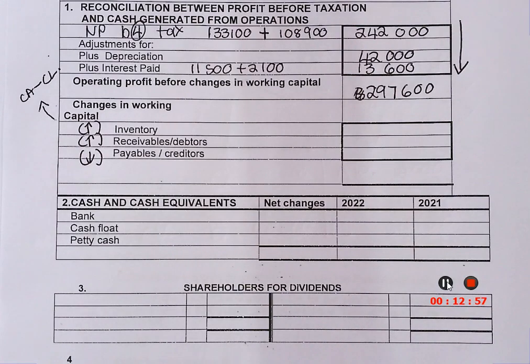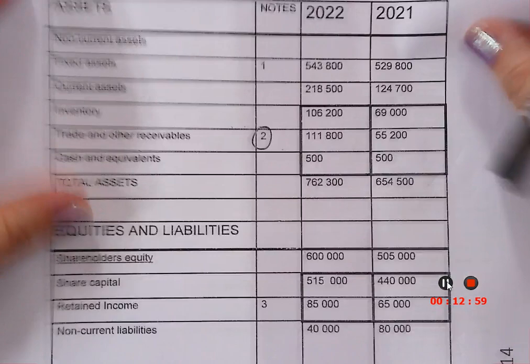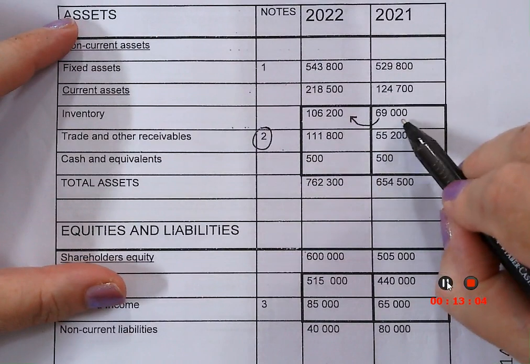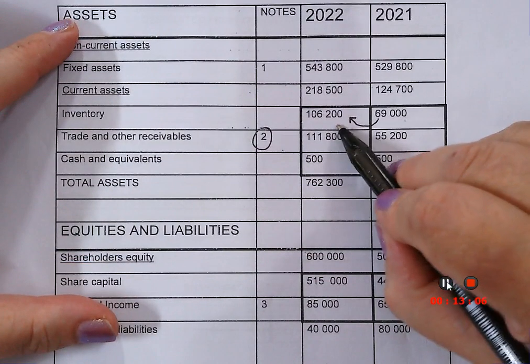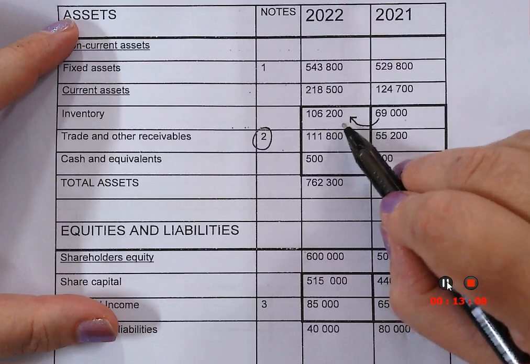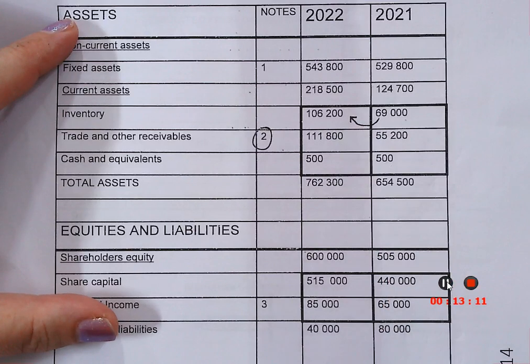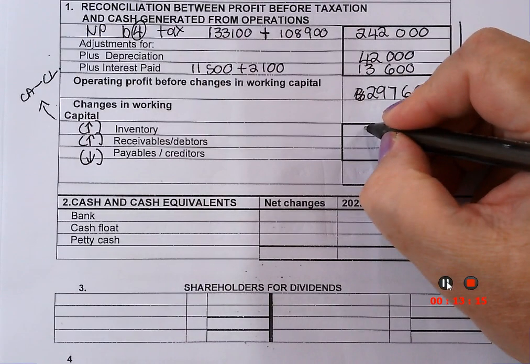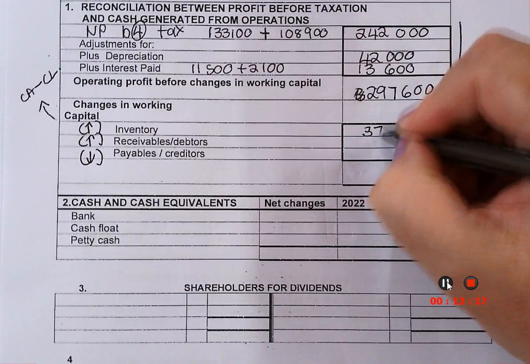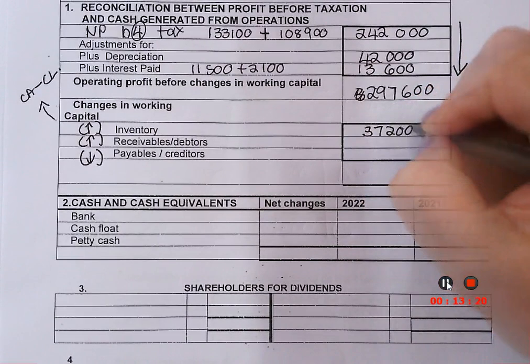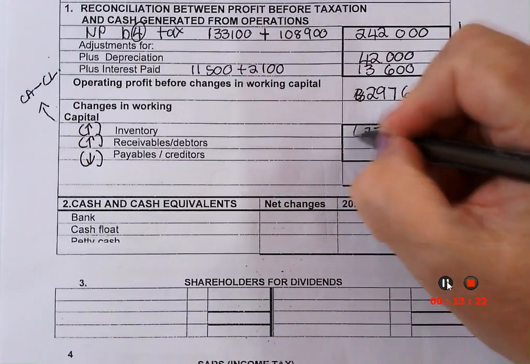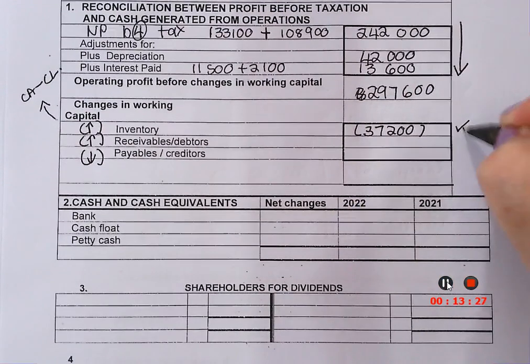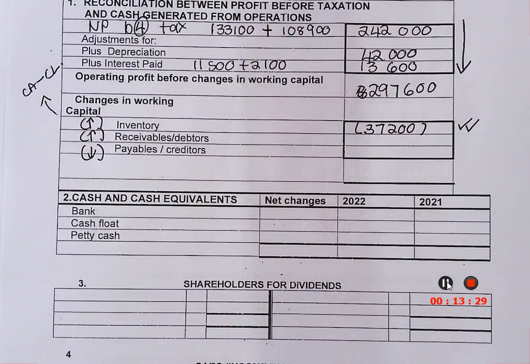Okay, so now I go look. Inventory, it's the straightforward one. It's an increase. I can say it goes from 69 to 106, so it's an increase. And how much did it increase? 37. Say again, my baby. 37,200. Is it with or without a bracket? With. It's an increase. And that would be maybe 1, sometimes even 2 ticks. But if your bracket is wrong, nothing.